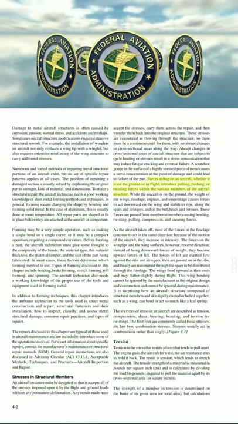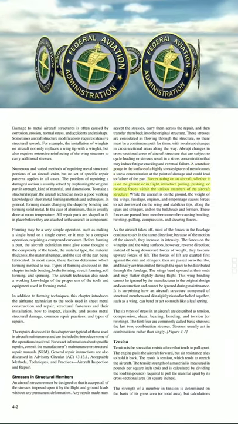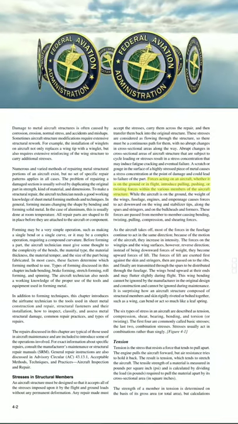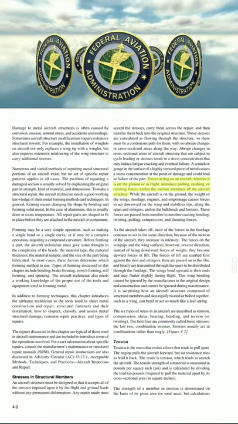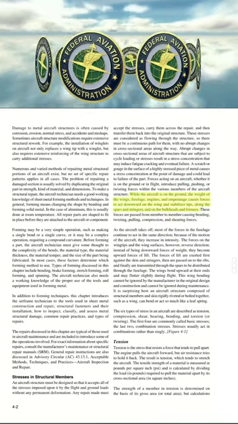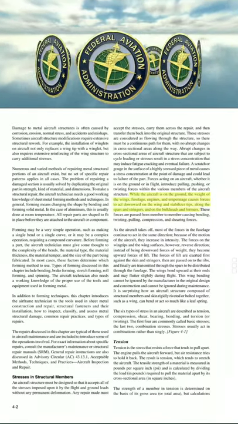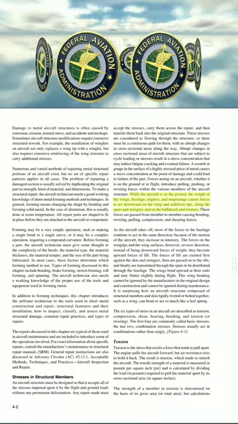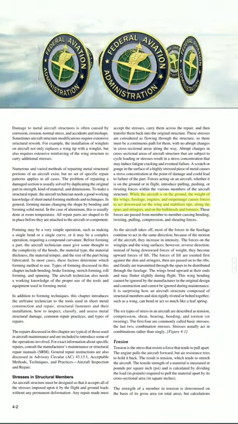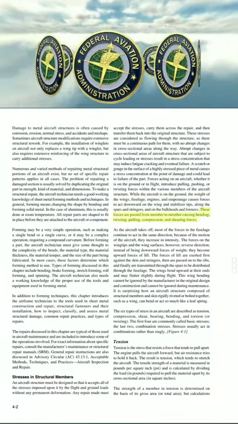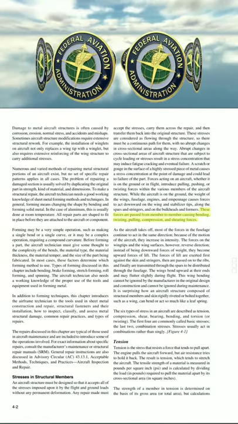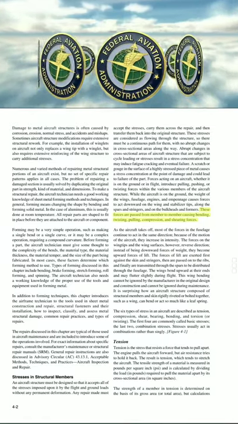Forces acting on an aircraft, whether it is on the ground or in flight, introduce pulling, pushing, or twisting forces within the various members of the aircraft structure. While the aircraft is on the ground, the weight of the wings, fuselage, engines, and empennage causes forces to act downward on the wing and stabilizer tips, along the spars and stringers, and on the bulkheads and formers. These forces are passed from member to member, causing bending, twisting, pulling, compression, and shearing forces.